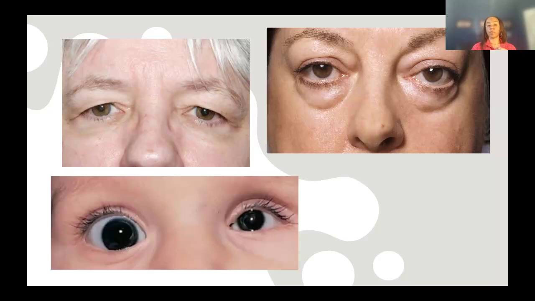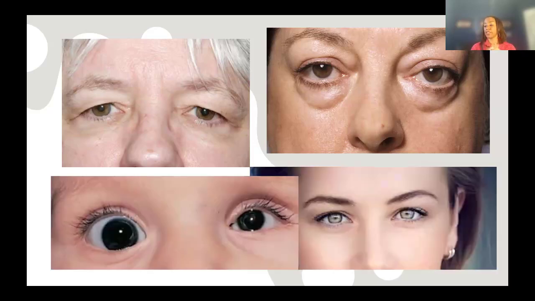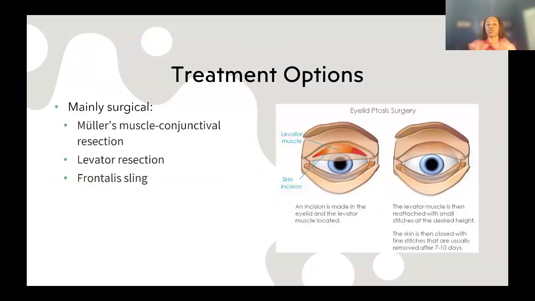This is anophthalmos in a little baby. And then this lovely lady has brow hooding. She has a more prominent eyebrow, which makes her potentially look like she has ptosis, but she does not. Treatment options for these sorts of ptosis patients are usually surgical.